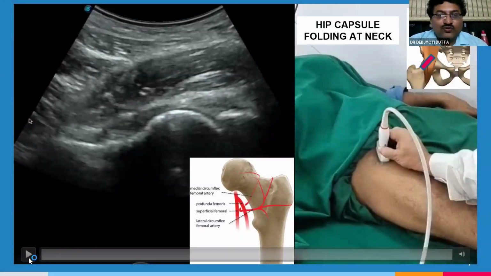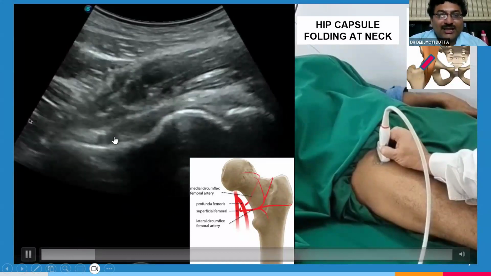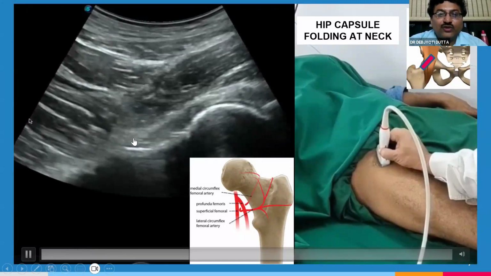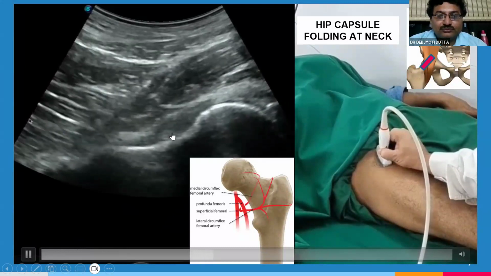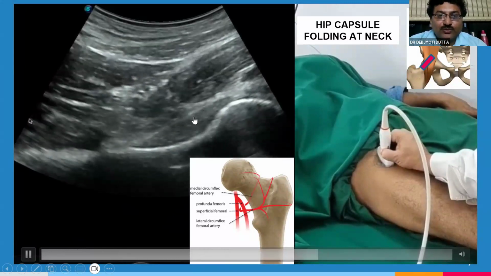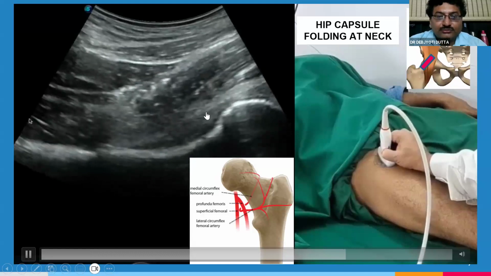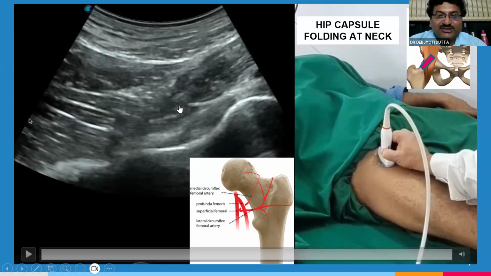Next, the capsule folding. To see the capsule folding, you have to focus at this point, and adjust your focal length and the gain accordingly. You will be able to see this infolding at this point. So here is the infolding portion. This is a normal volunteer, and the circumflex artery is sometimes visible at this point. You can see that circumflex artery as well.